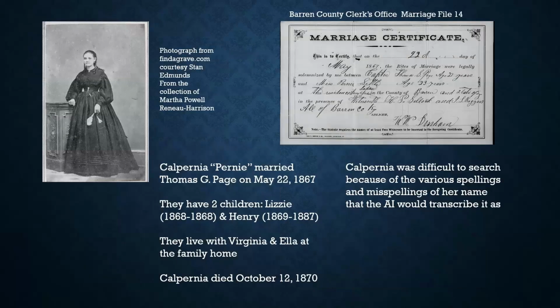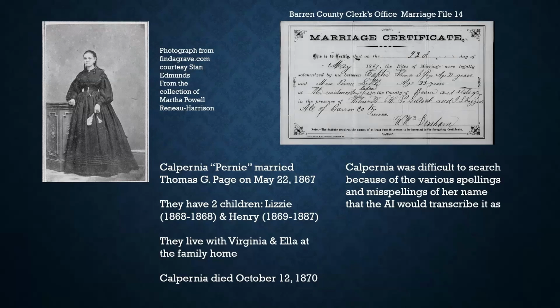So after the war, Calpurnia marries Captain Thomas G. Page in 1867. They have 2 children, a daughter who dies in infancy and a son, Henry, who dies in 1887. And they live in the Settle household with Virginia and Ella. And Calpurnia died in October of 1870.